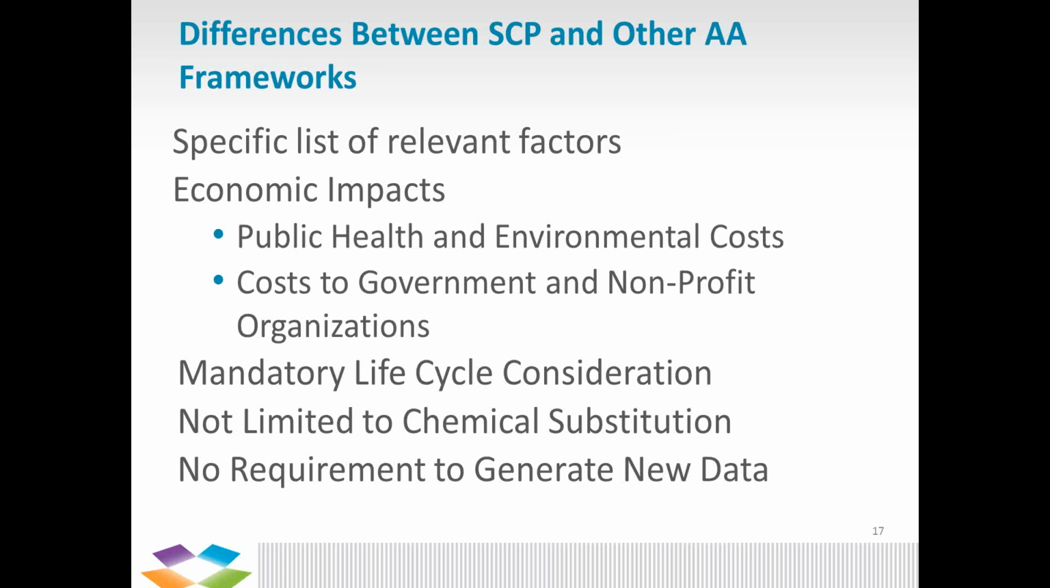Again, we're also not just looking at chemical substitution, but the whole design, which might include engineering controls or engineering changes. But we don't require in the AA process that anyone generate new data. So again, depending on the product and the chemical, there are often going to be some significant data gaps that will have to be addressed.